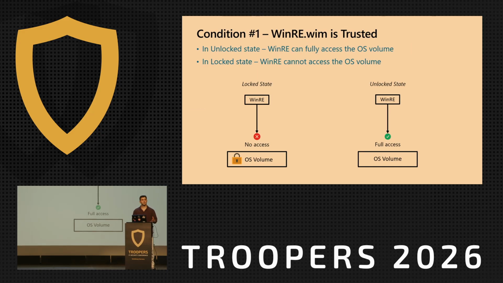In the unlocked state, WinRE has full access to the volume, and in the locked state, WinRE has no access at all. So this locked or unlocked state and the integrity of WinRE fully determines what WinRE can and cannot see during the recovery that it performs.